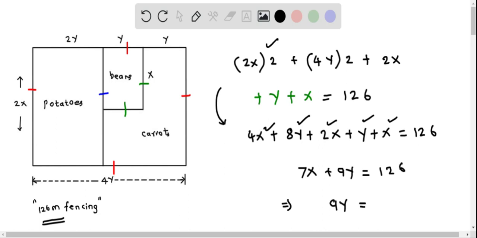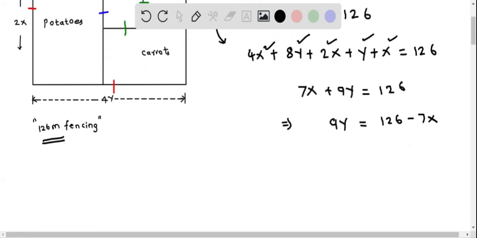So therefore 9y equals 126 minus 7x. If you subtract 7x from both sides, we then divide both sides by 9 to solve for y. That is y equals (126 minus 7x) over 9. We will utilize this expression for y when we use the area equation.